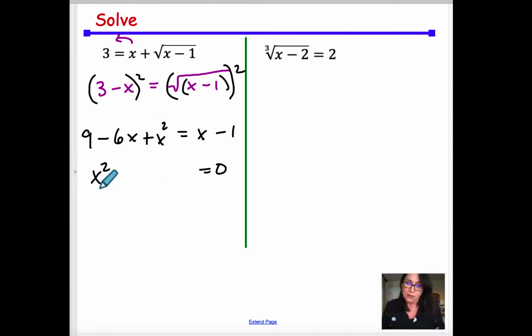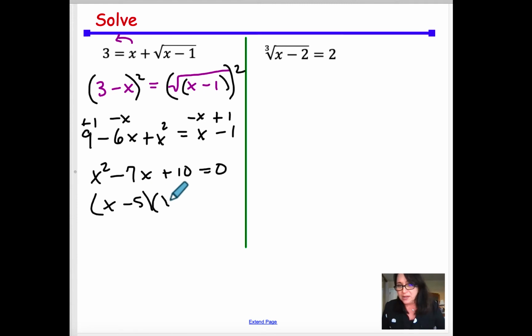So I have x squared, that's first. When I move this x to the other side, that becomes negative x, so that's now negative 7x. And then when I add 1 to both sides, I end up getting positive 10. So I am going to factor this, and when I factor, I get x minus 5 times the quantity x minus 2, and that equals 0.